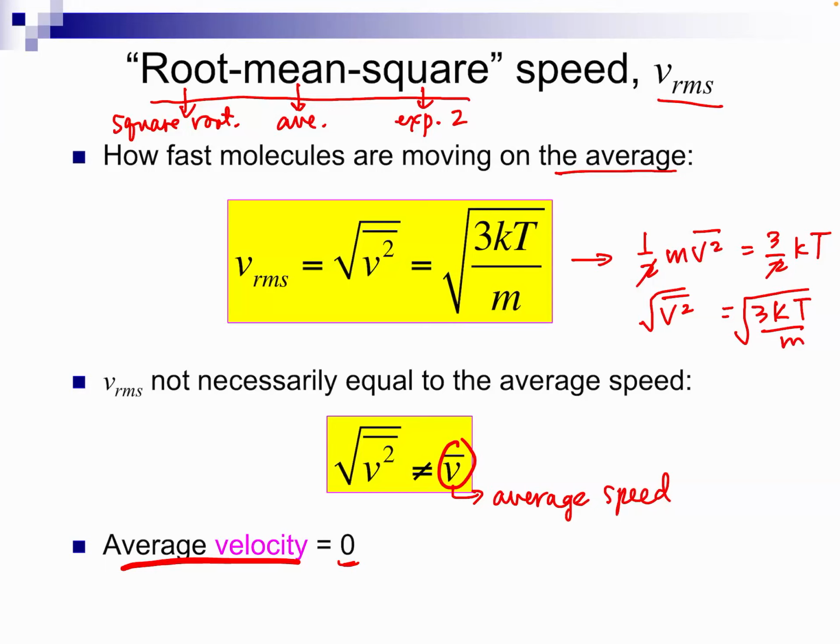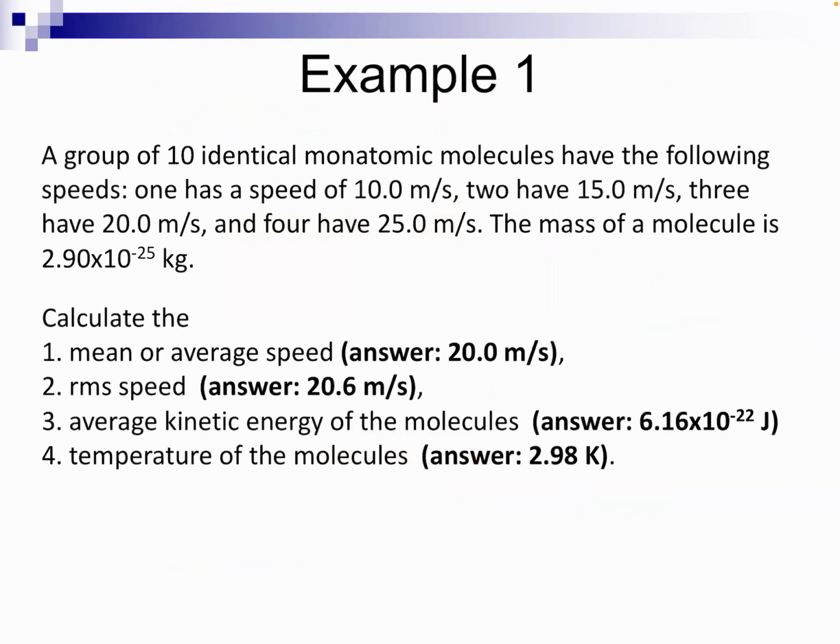All right. Okay, let's do some practice. You have a group of 10 identical monatomic molecules. Monatomic meaning mono, single or one, and atomic, atom. So these molecules are made out of a single atom, for example, oxygen or nitrogen. So you have 10 of these monatomic molecules, and they have the following speeds.